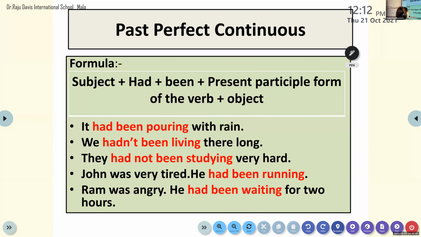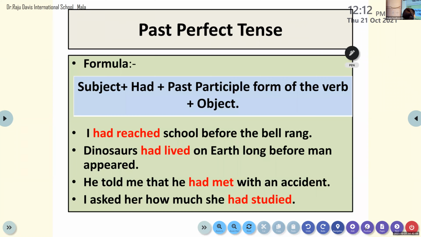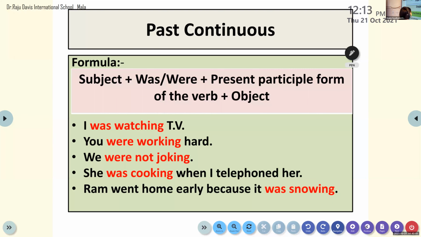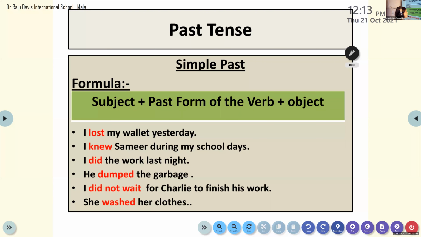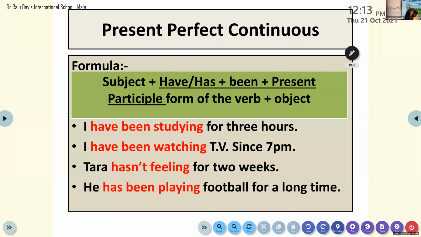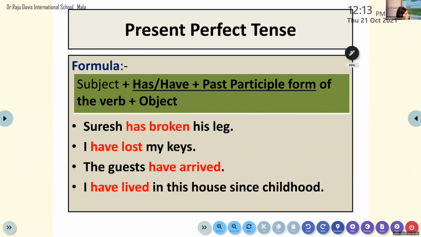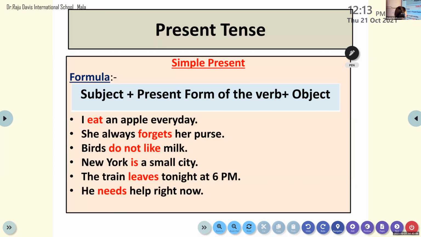Otherwise, you won't be able to do anything in active and passive voice. So children, learn the rules by heart and keep a few examples in your mind. Know the rules thoroughly. Okay, so let us see the simple present tense rule.